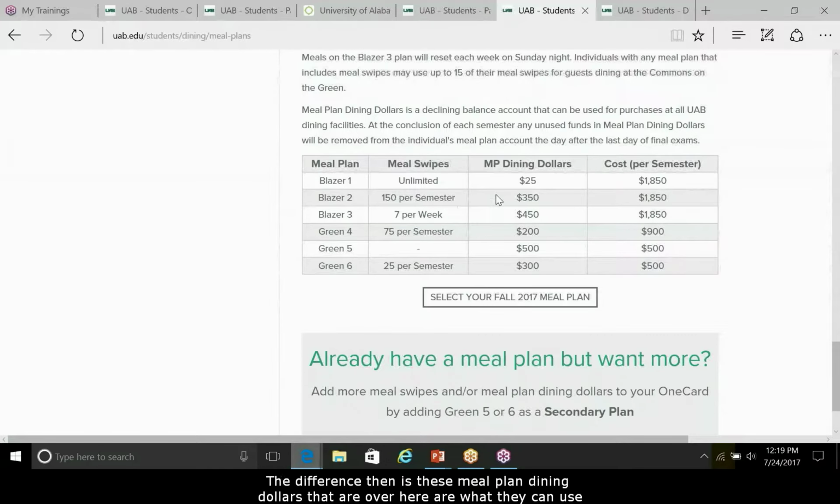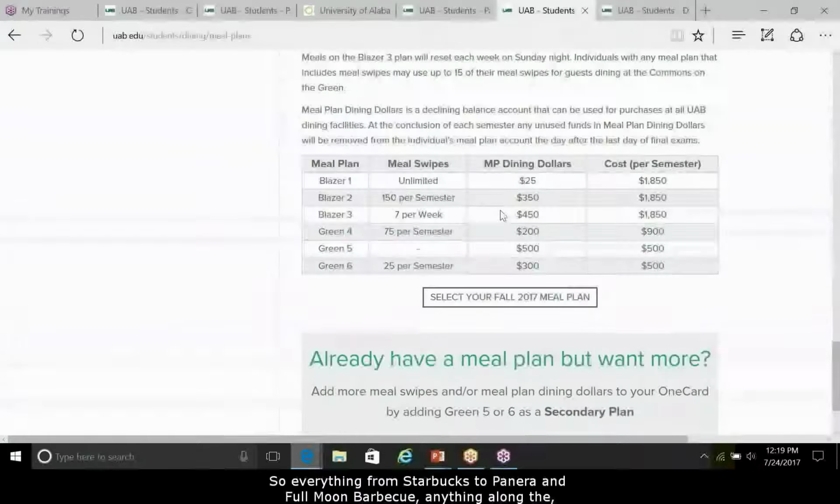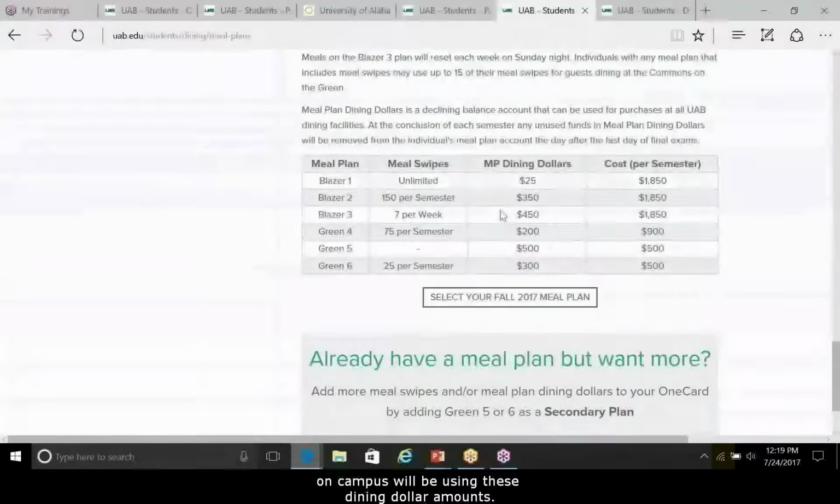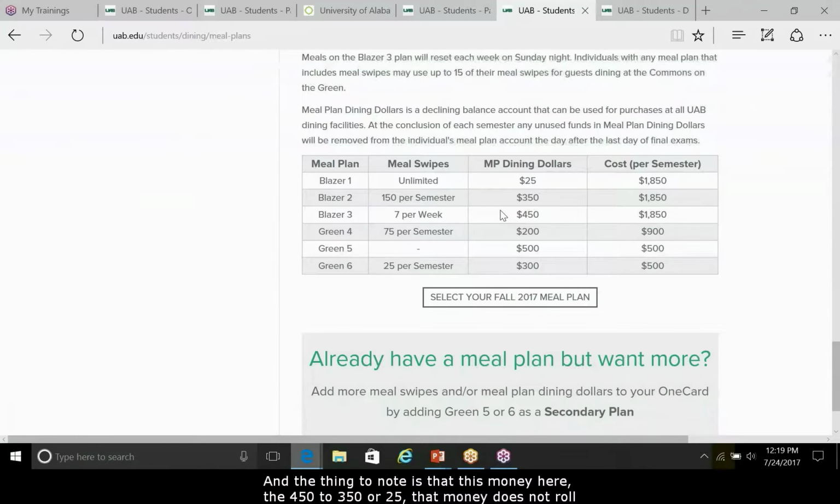The difference then is these meal plan dining dollars that are over here are what they can use at any of our other dining facilities on campus. So everything from Starbucks to Panera and Full Moon Barbecue, any of those other additional dining facilities that we have on campus, we'll be using these dining dollar amounts. And the thing to note is that this money here, the $450 to $350 or $25, that money does not roll over from semester to semester, but that $225 mandatory fee will roll from semester to semester if your student has any remaining excess funds.